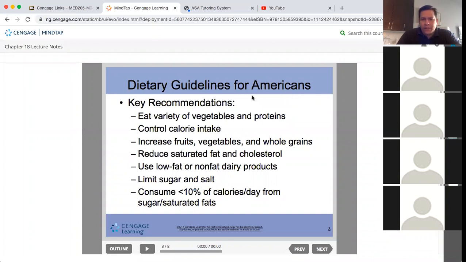We talked about this already, dietary guidelines for Americans, some recommendations. These recommendations are mostly recommending eating a variety of vegetables and proteins, control calorie intake, increase fruit, vegetables, and whole grains, reduce fat and cholesterol, use low fat or non fat dairy products, limit sugar and salt, consume less than 10% of calories a day from sugar and saturated fats.